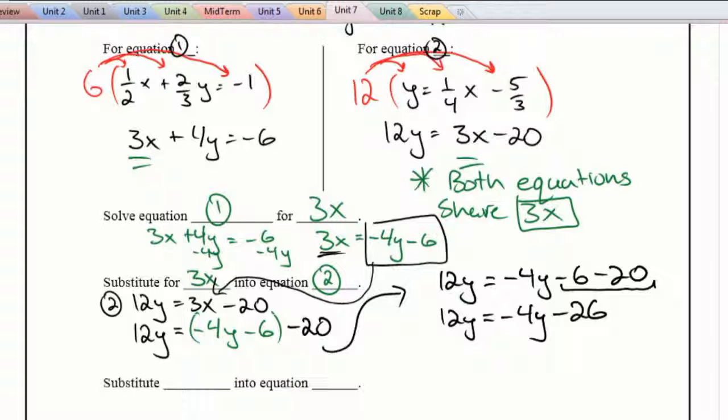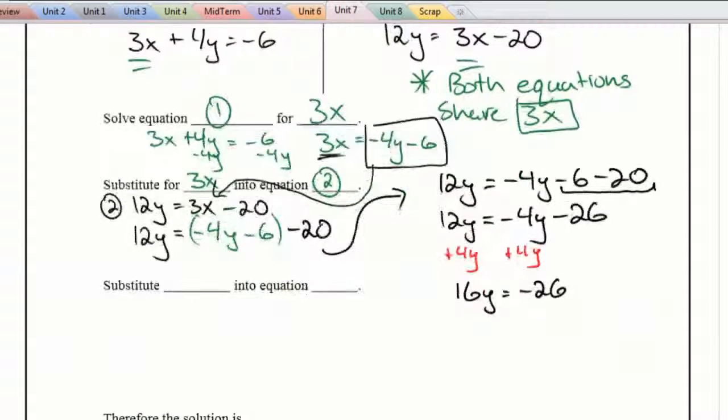And then I'm going to add 4y to both sides. So 12 plus 4 is 16y is negative 26. And then divide both sides by 16. It's going to give me y is negative 26 over 16. Can I simplify that any further? It looks like I can pull a 2 out of both the top and bottom. And I end up with negative 13 over 8.